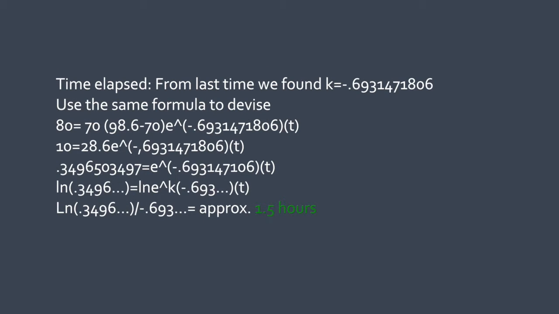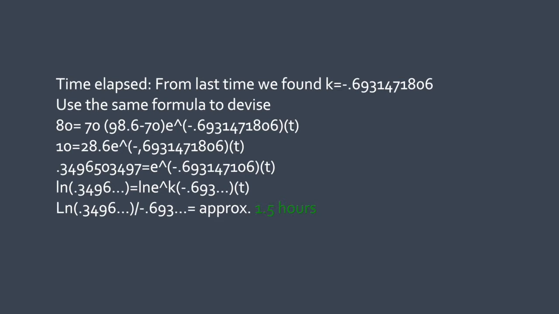The third step would be to find the time elapsed from time of death to discovery. From last time we found our decay coefficient, and that was the negative 0.693, so we use the same formula to find our time elapsed. In this case, we plug in 80 equals 70 plus the temperature of the object before the death, which was 98.6, minus the temperature of the room, 70, times E raised to the negative 0.693 times T.